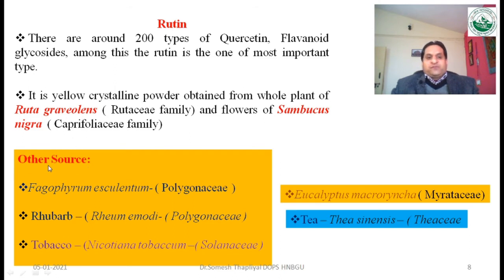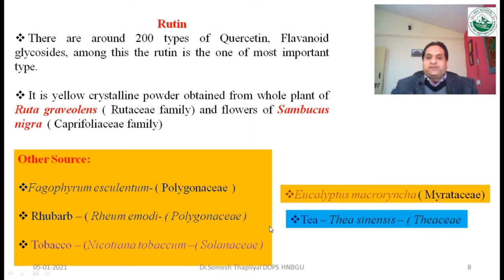Okay, and some other sources are also there from which we can obtain rutin, like Fagopyrum esculentum, which belongs to family Polygonaceae. Then rhubarb is there; the botanical name of rhubarb is Rheum emodi, which belongs to family Polygonaceae. Then tobacco, Nicotiana tabacum, which belongs to the family Solanaceae. Then Eucalyptus macrorhyncha, belonging to family Myrtaceae. Then tea, Thea sinensis, from the family Theaceae.